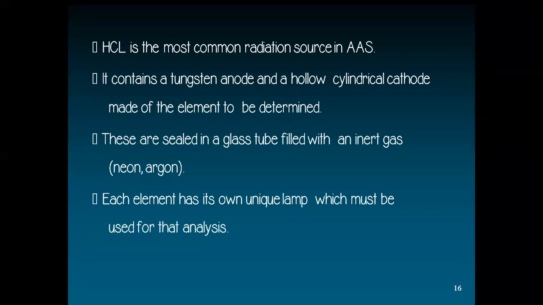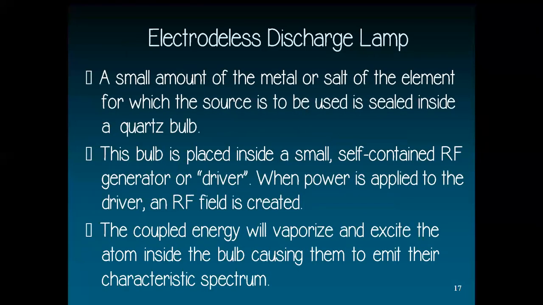So it contains a tungsten anode and a hollow cylindrical cathode made up of the element which is to be determined. And these are sealed in a glass tube filled with an inert gas like neon or argon at 1 to 5 torr. Now each element has its own unique lamp, which must be used for that analysis. So seeing this type of disadvantage in this instrument, that we will require a separate cathode for each element, the electrodeless discharge lamp was invented.